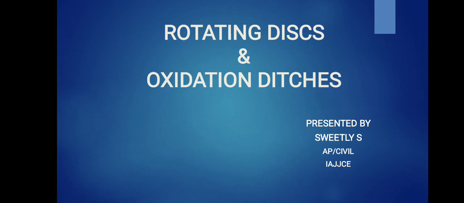Today, we are going to study about rotating disk and oxidation ditches. Rotating disk and oxidation ditches are the secondary treatment process of wastewater. This topic comes under the wastewater treatment. What are the major steps in wastewater treatment? We already studied preliminary, primary, secondary, tertiary treatments. This rotating disk and oxidation ditches comes under the secondary treatment process.